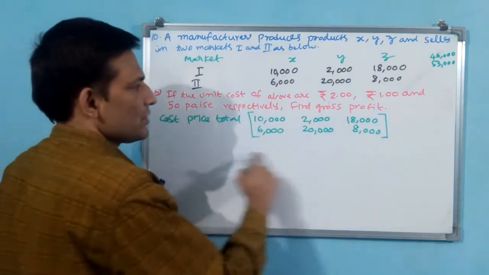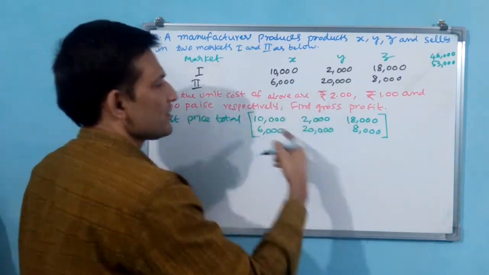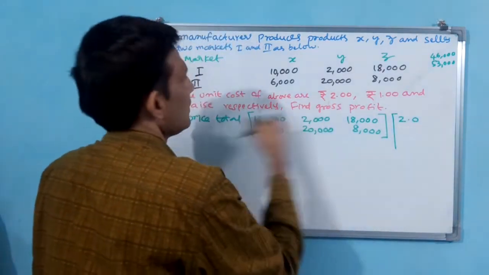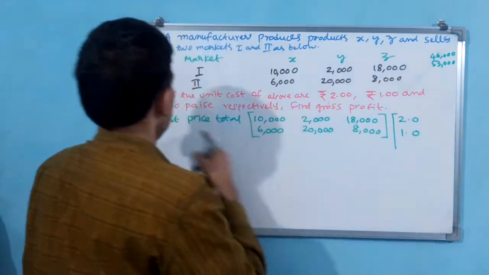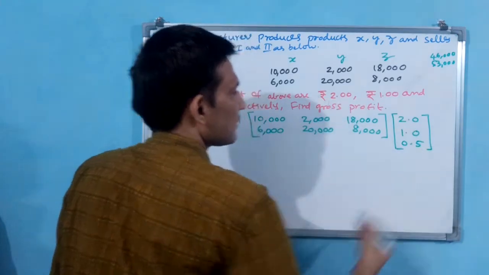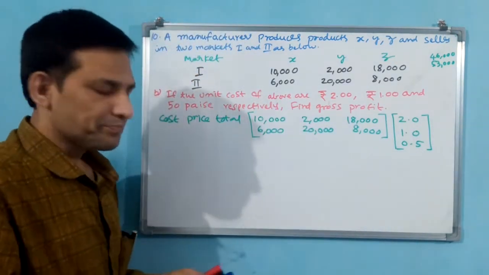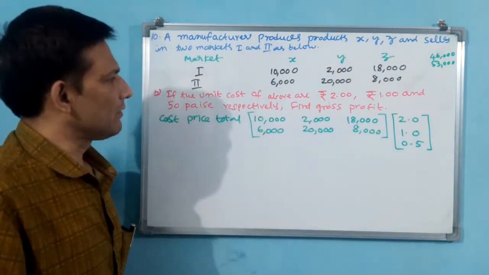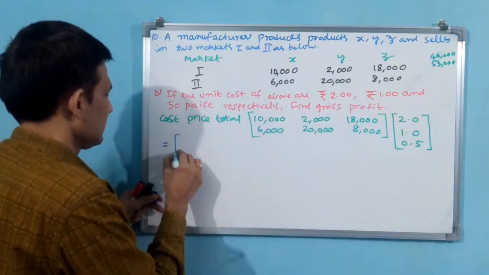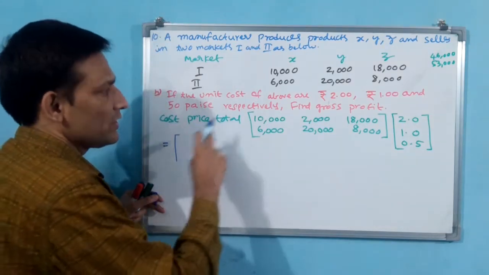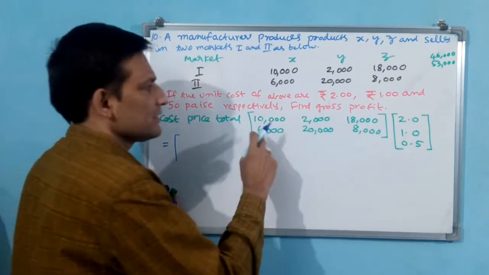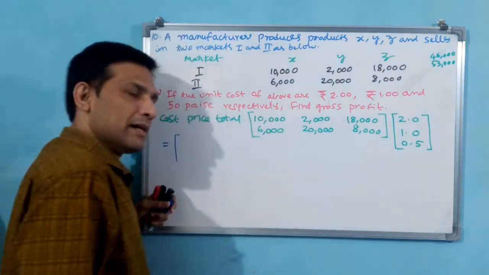See, this is the matrix, but the cost price has changed now. The cost price is 2 rupees, 1 rupee, 50 paisa. This you have to take as a vertical column. These are rows. Now you calculate these. 3 columns are there, 3 rows are there, so we can do the calculation. But what is the resultant matrix? 2 by 1 will come.